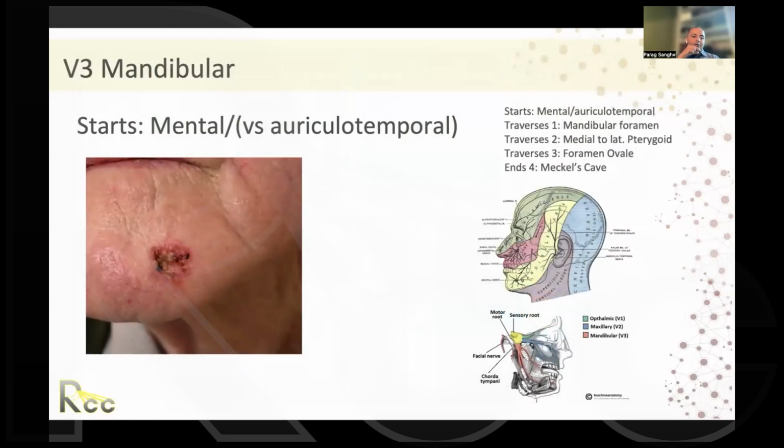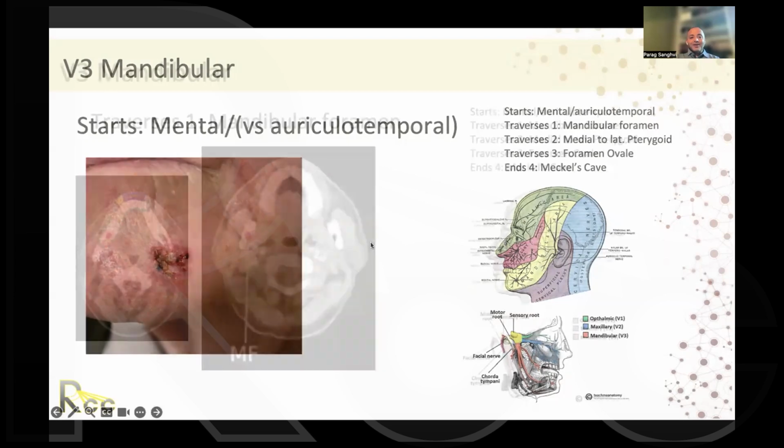V3, so this is the lower third of the face. The classic skin cancer patient is going to be somebody who has a submental lesion, so a skin cancer here. And this is generally going to go through the mental foramina, going along the mandible, into the mandibular foramen, and then going medial to the lateral pterygoid, and ultimately entering through foramen ovale. These are challenging to treat for a whole other set of reasons, and I will show you that in a minute.